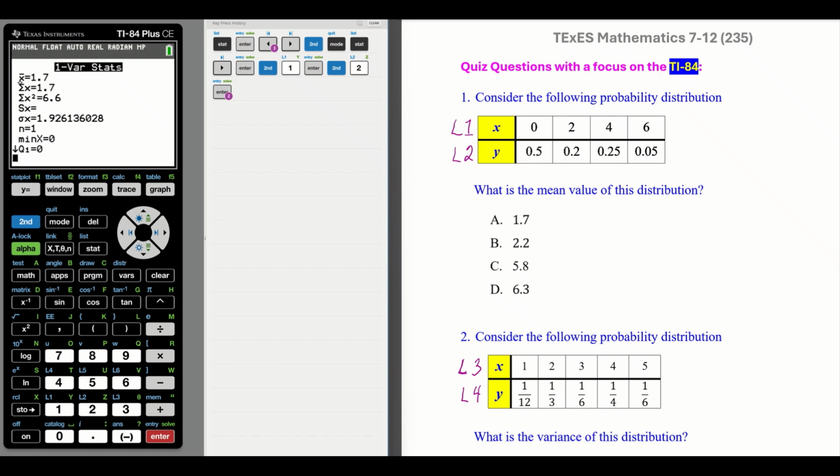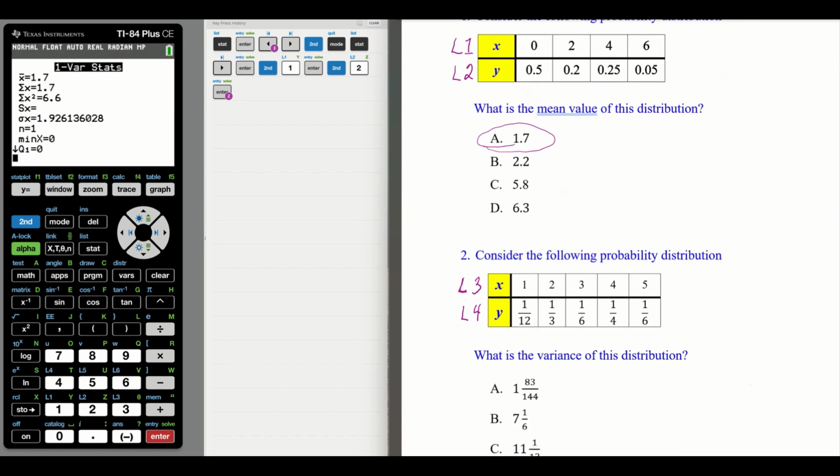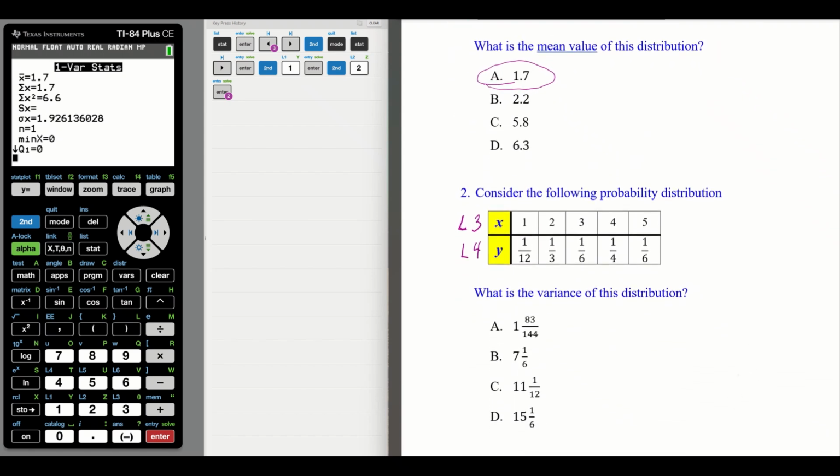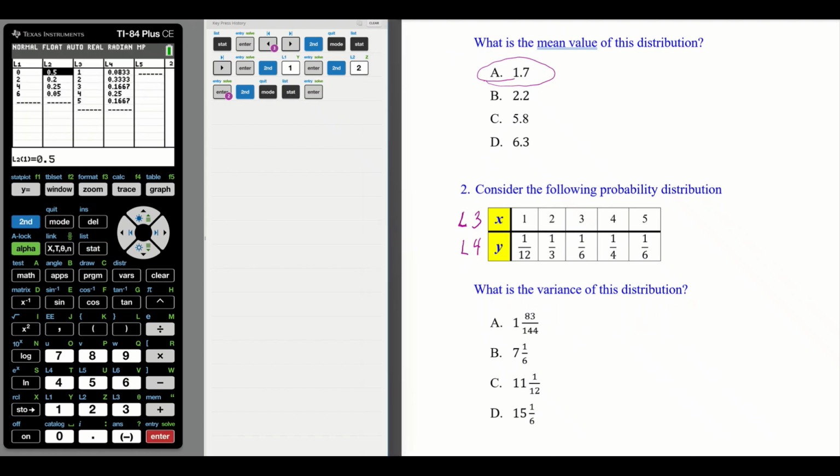It gives us the mean, which, if you've watched the other videos with me, X bar is the mean, or the mu in our situation. Okay, option A. Now let's scroll up just a little. All right, let's back out of that. We go back to our stat and enter, arrow over, and we need 1, 2, 3, 4, 5.